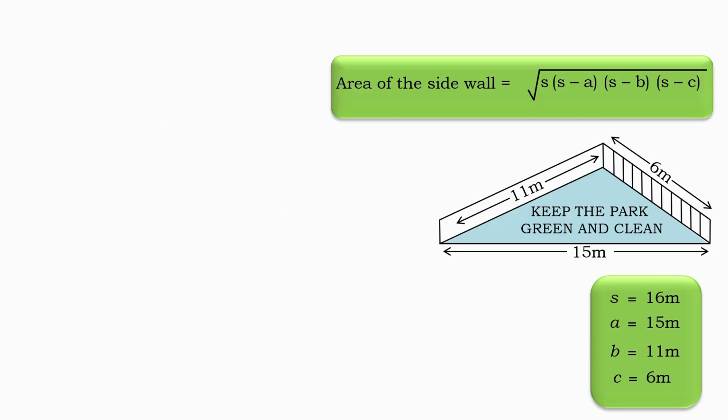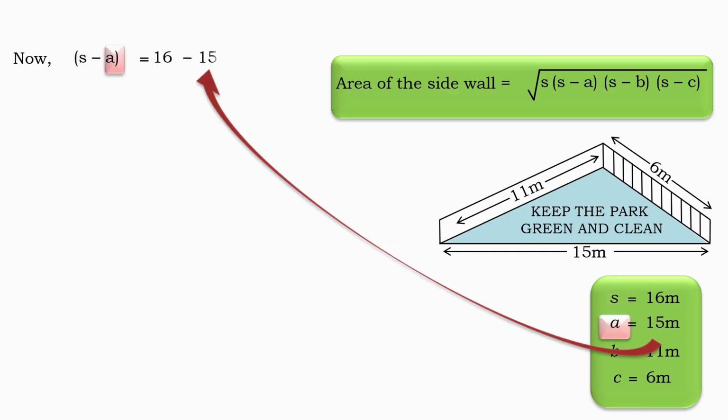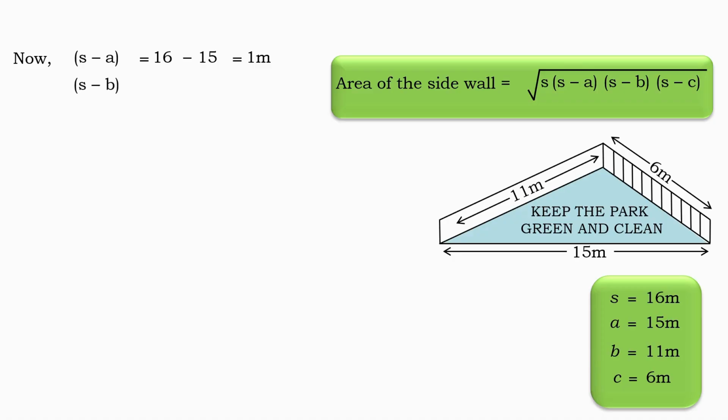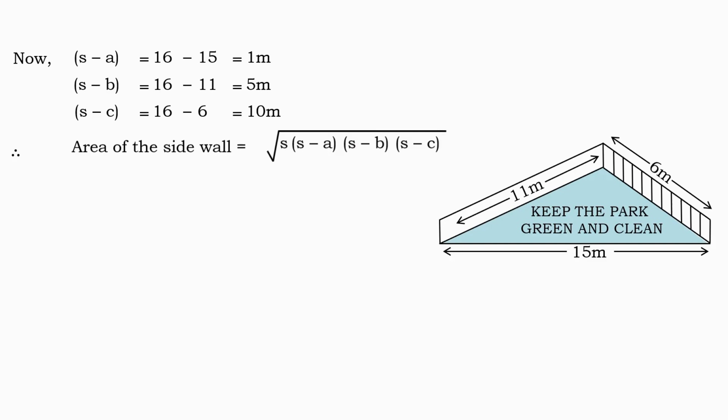Okay. Now we know the S value and we also know A, B, C. Now we will find out S minus A, S minus B and S minus C. So S minus A will be equal to 16 minus 15, that is equal to 1 meter. S minus B is 16 minus 11, that is equal to 5 meter. And S minus C is 16 minus 6, that is equal to 10 meter. So the area of the side wall will be equal to square root of 16 into 1 into 5 into 10.